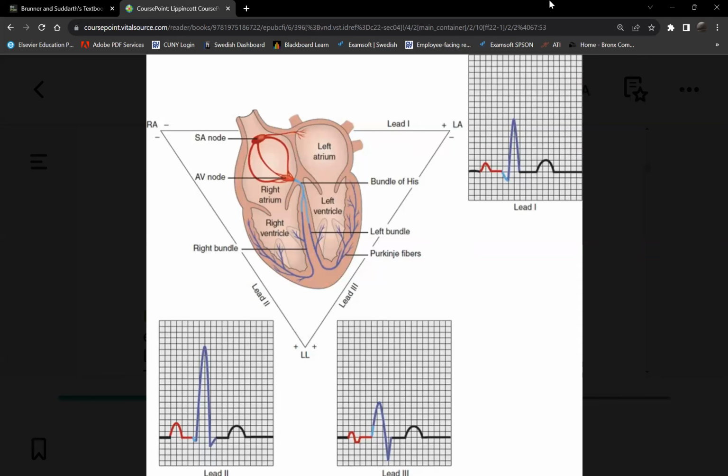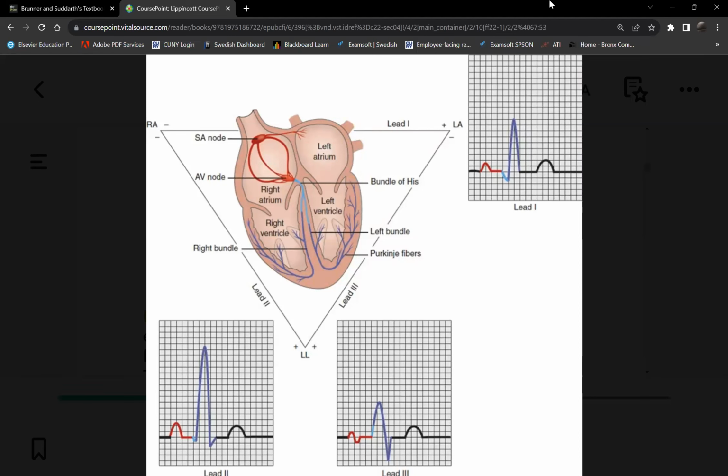As you can see on an ECG paper, there are dozens of horizontal lines and vertical lines. Horizontal lines measure time in seconds. Vertical lines measure voltage in millivolts. I repeat, the horizontal lines measure time in seconds, and vertical lines measure voltage in millivolts.